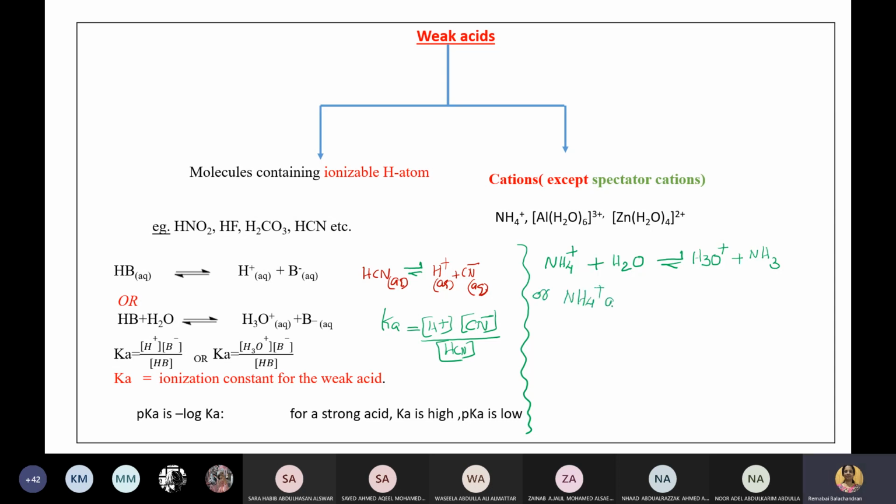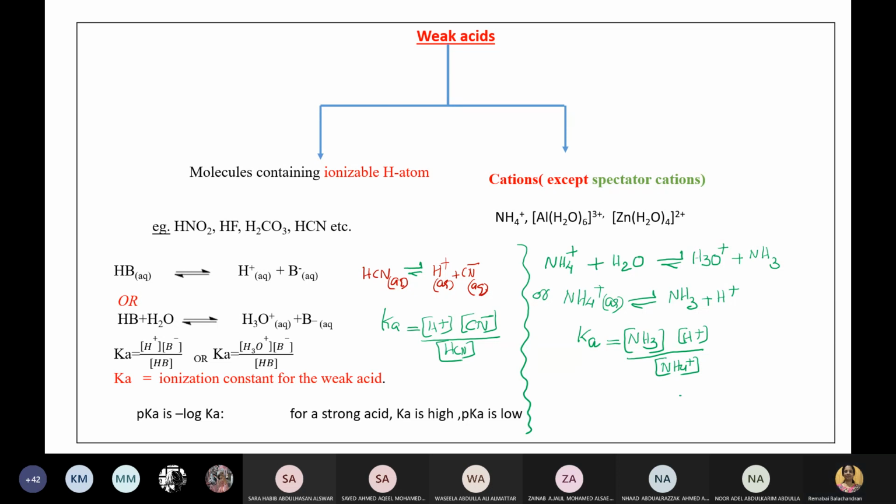NH4 plus aqueous will give NH3 plus H plus. Since it gives H plus, is it acidic or basic? Acidic. Giving H plus means it's an acid. So do you go for Ka or Kb? Ka is the concentration of NH3 times the concentration of H plus over the concentration of NH4 plus. Okay, done?